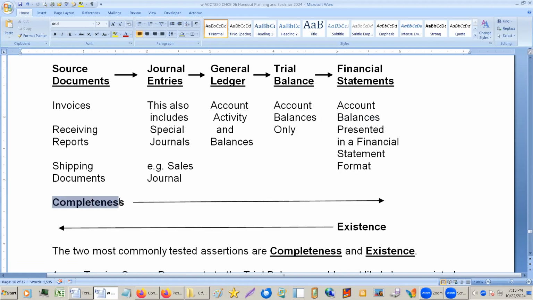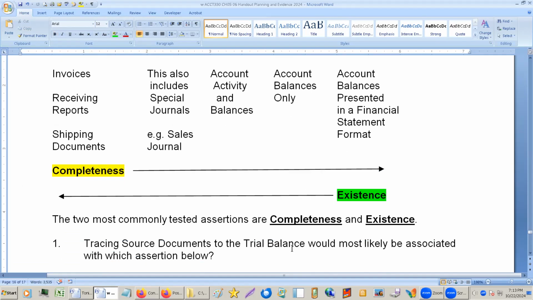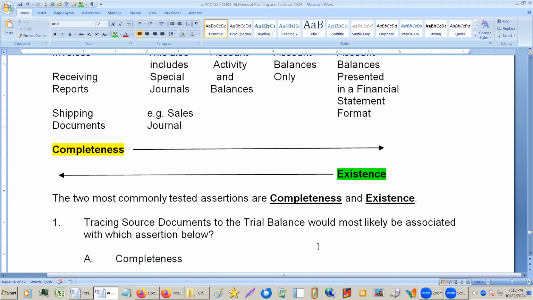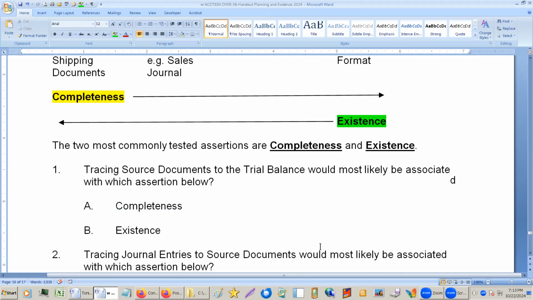So completeness is going from the source documents, and existence is going from the financial statements. And you're going to go both directions usually. And these are the two most common tests that we do in auditing. Completeness and existence. Is everything included? And if they have something in the financial statements, did it actually happen? Did it exist? Something called occurrence will be in there too. Okay.